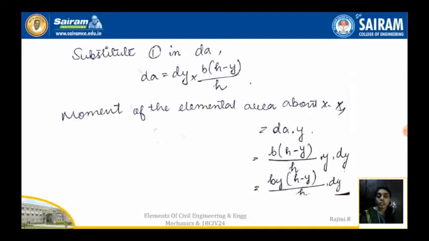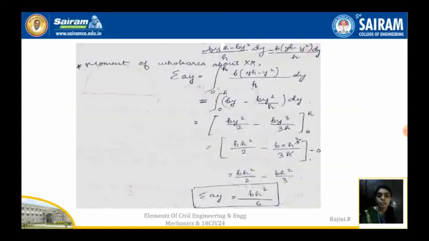So dA, please substitute. You have b into (h minus y) into y divided by h into dy. So I am just multiplying with the b, that is b into (h minus y) divided by h into dy. Here I am just substituting that. So finally you are getting b into (yh minus y square) divided by h into dy. So this is the elemental area's moment we got.